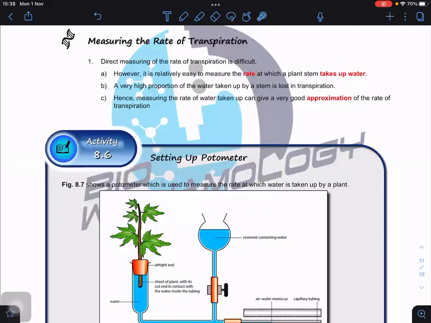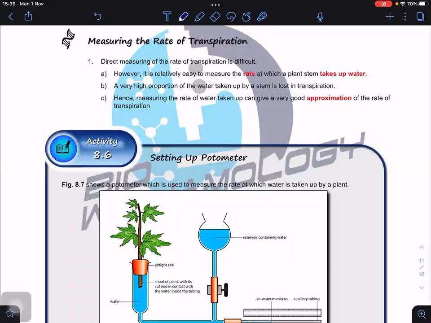But it is much easier for us to measure the rate at which a plant stem takes up water. But here we have to understand that not every single water molecule taken up by the plants will be used for transpiration. But we do know that almost 99% is. So the 1% for hydrolysis, photosynthesis, and turgor pressure, we can neglect, with assumptions, very important assumptions.